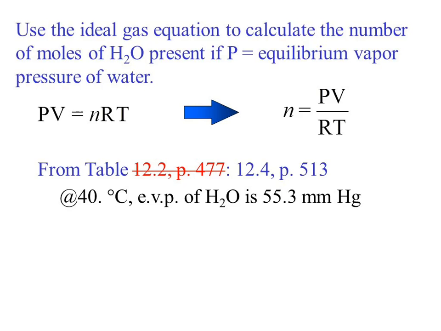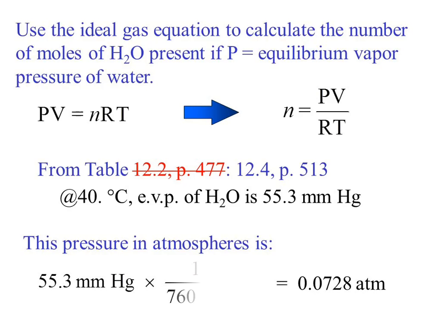But we can't use that directly, can we? Unless we use a different R value, which some people do. But using the R value that we use, we better convert it to units of atmospheres. So 55.3 millimeters mercury times 1 atmosphere per 760 millimeters mercury, rounding to 3 sig figs. So that is the pressure we're going to plug into our ideal gas law.